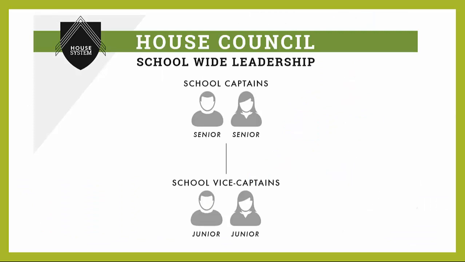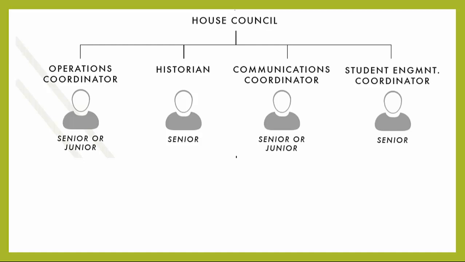So you have a handout in front of you that lists basically all the responsibilities of these house council positions. So the school captains are going to lead the house council and basically set forth the policy and supervise all the other officers in that position. The vice captains are going to help the school captains. The vice captains will be juniors and the school captains will be seniors. So the house council itself is going to be made up of an operations coordinator, a historian, a communications coordinator, and then a student engagement coordinator. Now, that's what is going to be elected today.